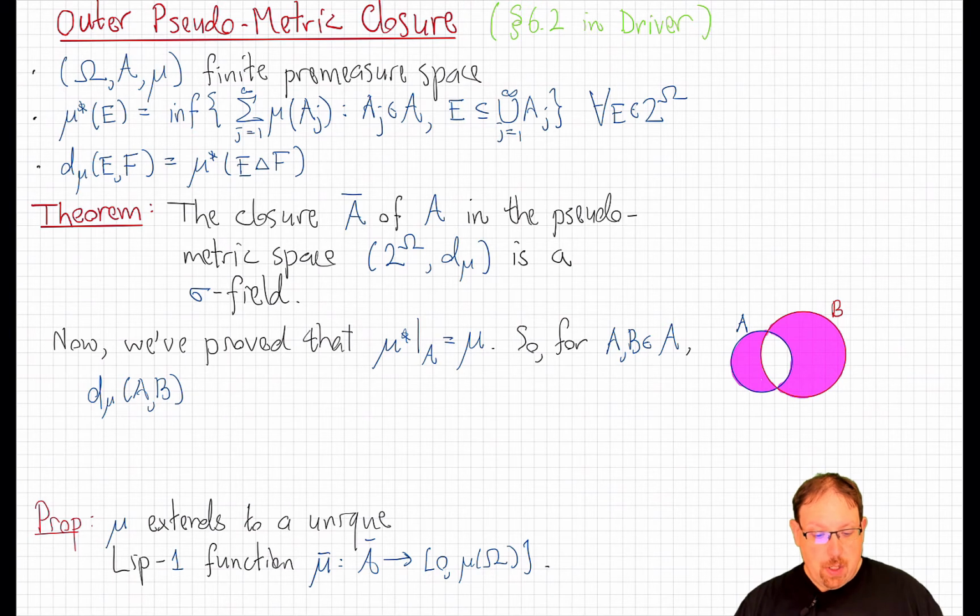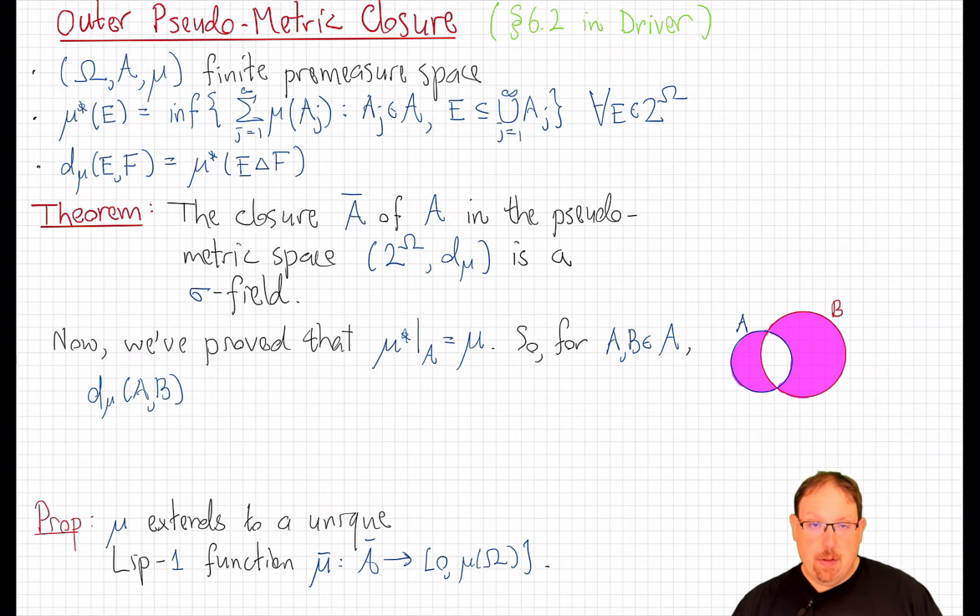That is, we showed how to extend this field to a sigma field in a natural way adapted to the premeasure. The closure of the field in the pseudometric space is a sigma field. That was our conclusion last day. The other half of the extension theorem is to prove that the premeasure extends to a measure on this sigma field. And that is what we will now proceed to do.